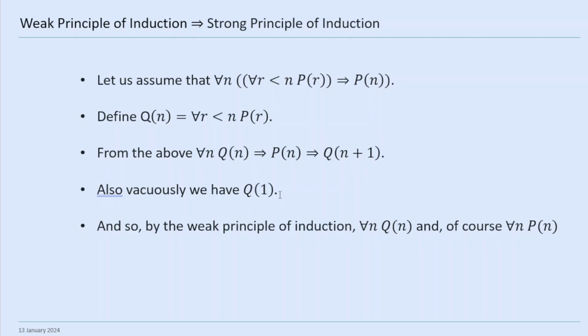Vacuously, we already have Q(1), as we've said before, because there are no natural numbers less than 1. And so this gives us all we need to apply the weak principle of induction, which then tells us for all n Q(n), which of course gives us for all n P(n). So given the weak principle, we've proved the strong principle.